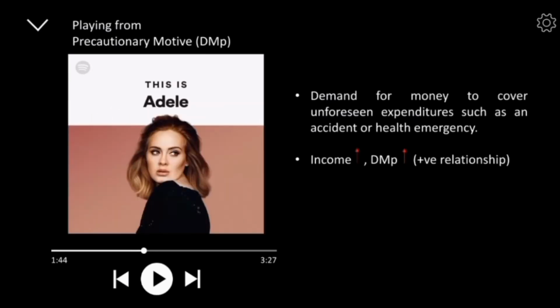The second motive is the precautionary motive, which explains the demand for money to cover unforeseen expenditures such as an accident or health emergency. So when the income level increases, the precautionary motive for money demand also increases, which is a positive relationship.